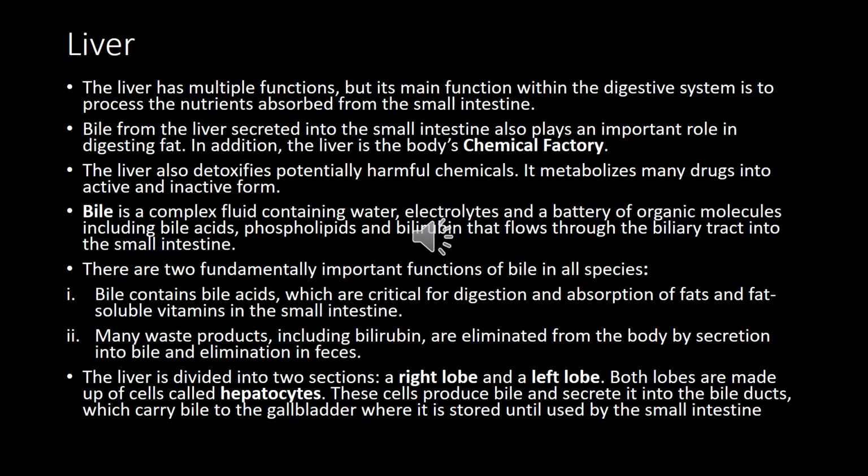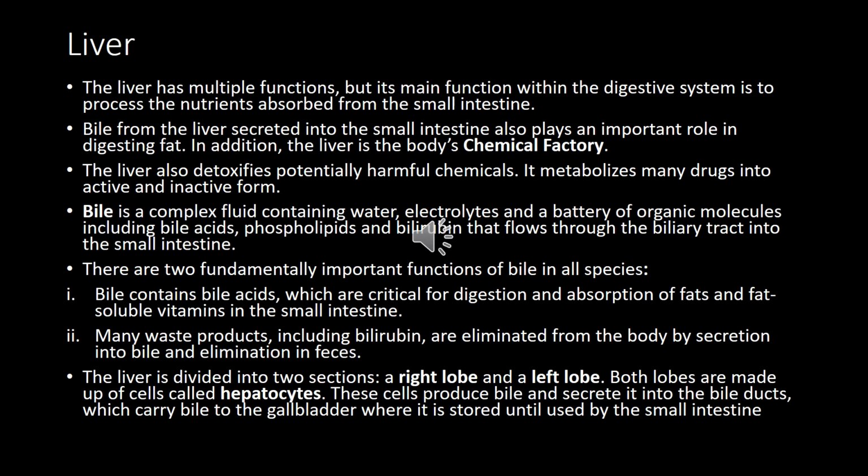There are two fundamentally important functions of the bile in all species, especially in humans. Bile contains bile acids, which are critical for digestion and absorption of fats and fat-soluble vitamins in the small intestine. Basically, it's working on the fatty content of the food. And many waste products, which include bilirubin, are eliminated from the body by excretion into the bile and elimination into the feces. The liver is divided into two sections, the right lobe and the left lobe.